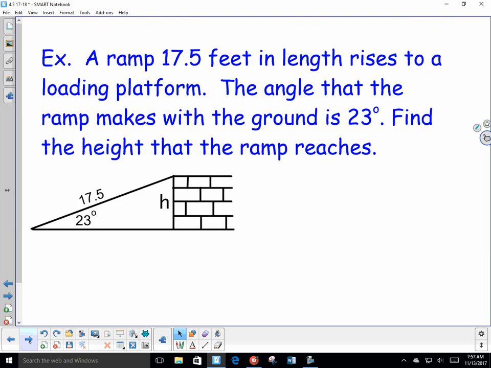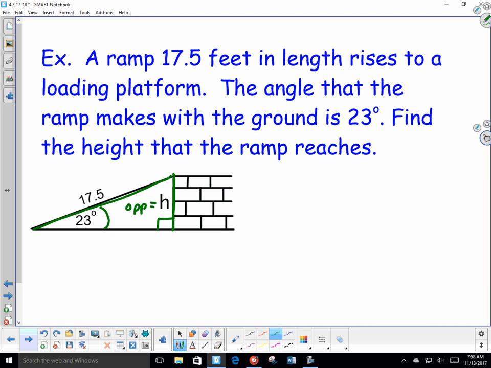Let's take a look at another one. A ramp 17.5 feet in length rises to a loading platform. The angle that the ramp makes with the ground is 23 degrees. So here's our ramp, and here's the angle that it makes, 23 degrees. We want to find the height that the ramp reaches, and we know that the ramp itself is 17.5 feet, so we're looking for this height. So we're looking for the height, which would be the what? Is that the adjacent leg, the opposite leg, or the hypotenuse? Well, that height is the opposite leg.